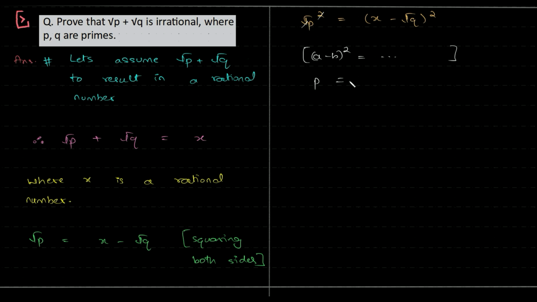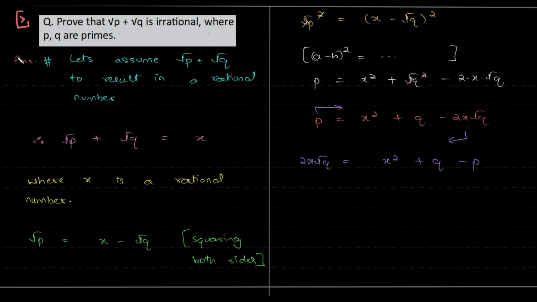And so we have p is equal to x square plus root q square minus 2 into x into root of q. And we have root and square getting cancelled. So we have p is equal to x square plus q minus 2x root of q. Okay. And the idea here is to get root of q on one of the sides. Since it's negative, I'll transpose that and then transpose this. And we have 2x root q, which is equal to x square plus q minus p. We can't simplify anything over here.